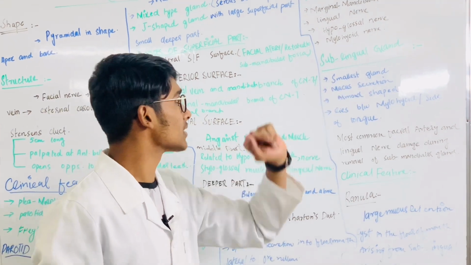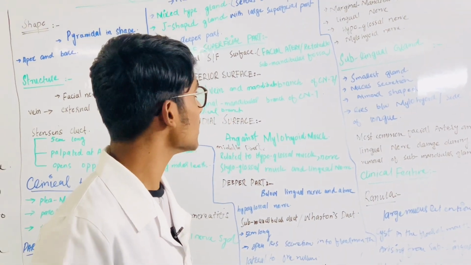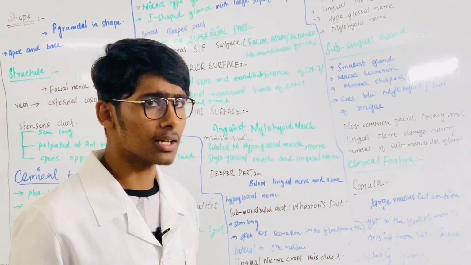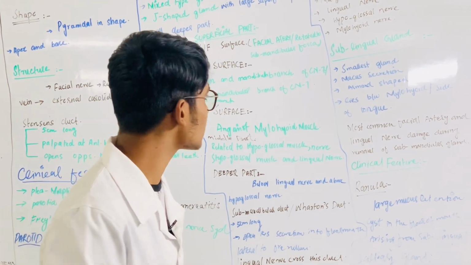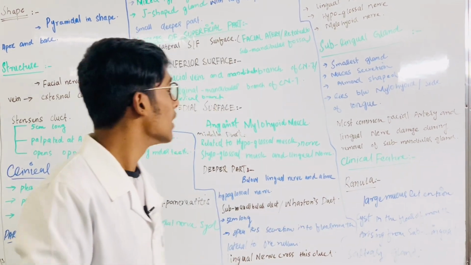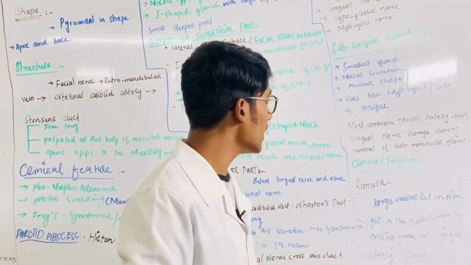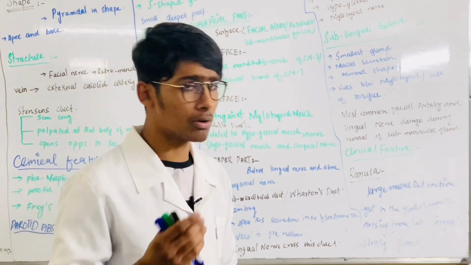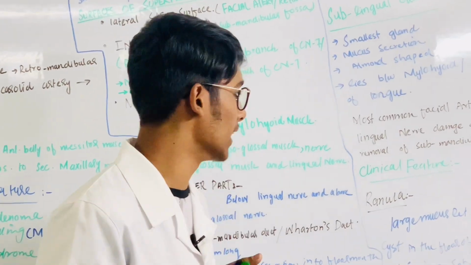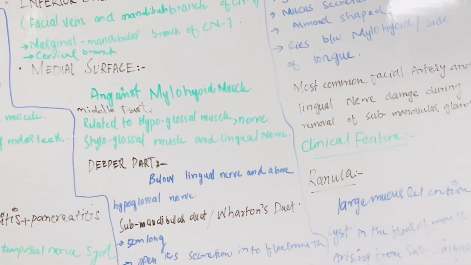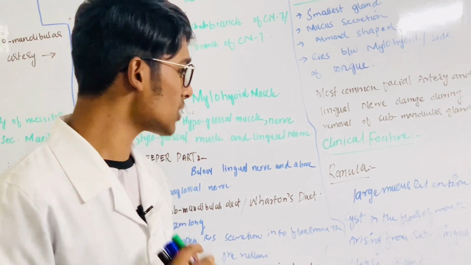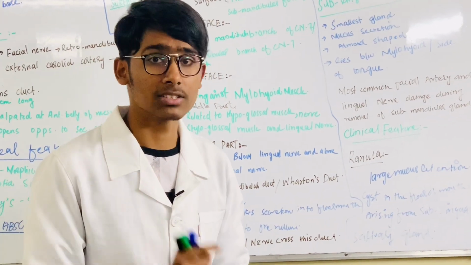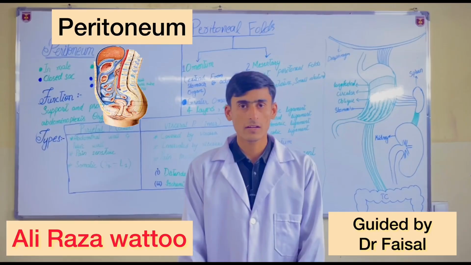Let's discuss the third gland, that is the sublingual gland. It is the smallest gland. It predominantly secretes mucous secretion. It is almond shaped. It lies between the mylohyoid and the side of the tongue. Most commonly the facial artery and lingual nerve are damaged during removal of the submandibular gland. The clinical feature is ranula. Ranula is a large mucus retention cyst in the floor of the mouth arising from the sublingual salivary gland.